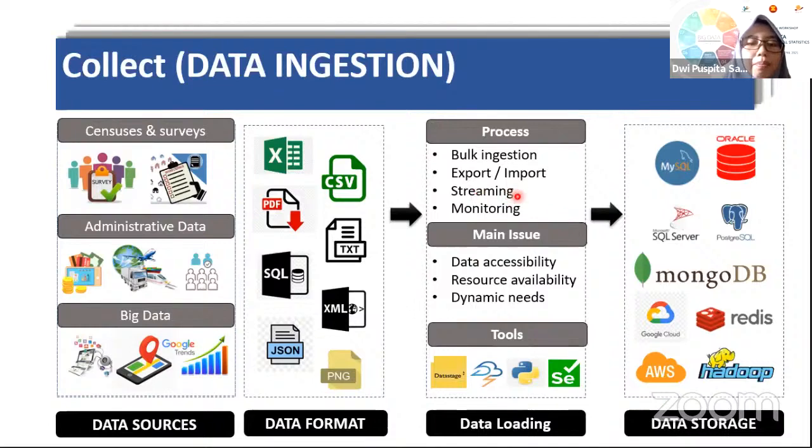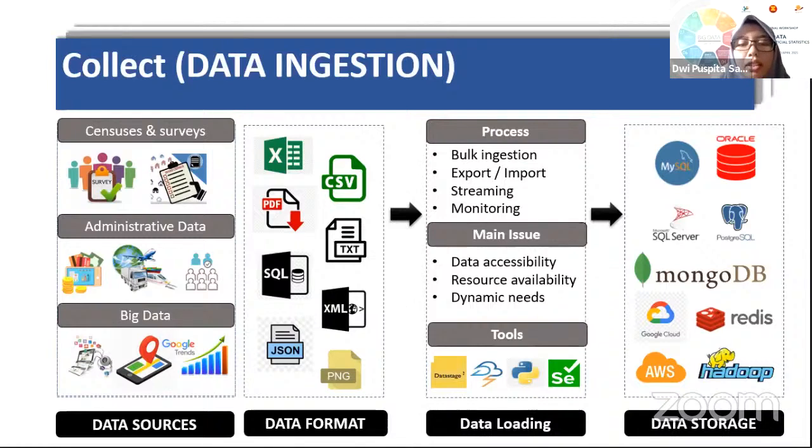And then the process that's also really important is the monitoring phase. This is where you monitor your scheduling. This is where you monitor whether or not your data has reached its destination, whether or not the size of the data or the amount of the records is the same in the source and in the destination, something like that. And then the main issue in data ingestion and data collection is basically data accessibility, resource availability, and dynamic needs.